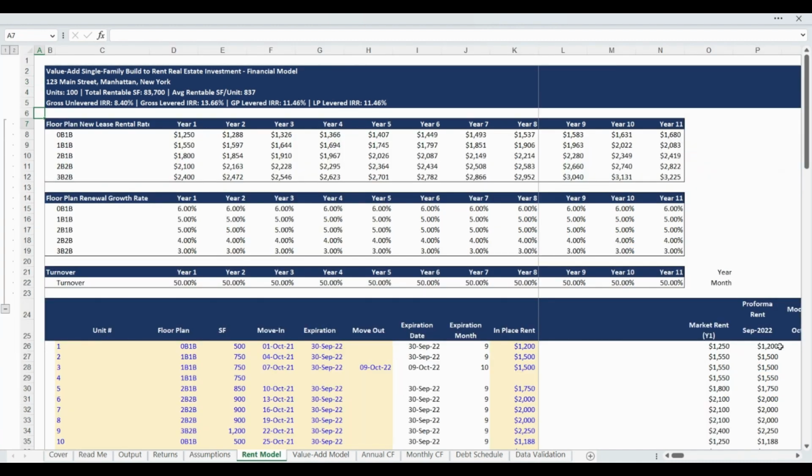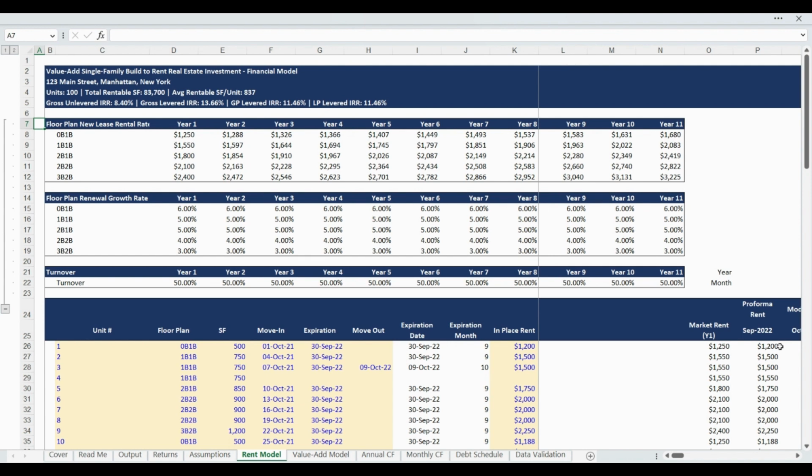The Rent Model tab contains the complex unit-by-unit rental revenue forecast model. To assist with organization and limit the amount of flipping back and forth between tabs, we have pulled all key rental forecast information into the top of this tab. This allows for quick formula auditing as you have all pertinent information visible on one sheet.